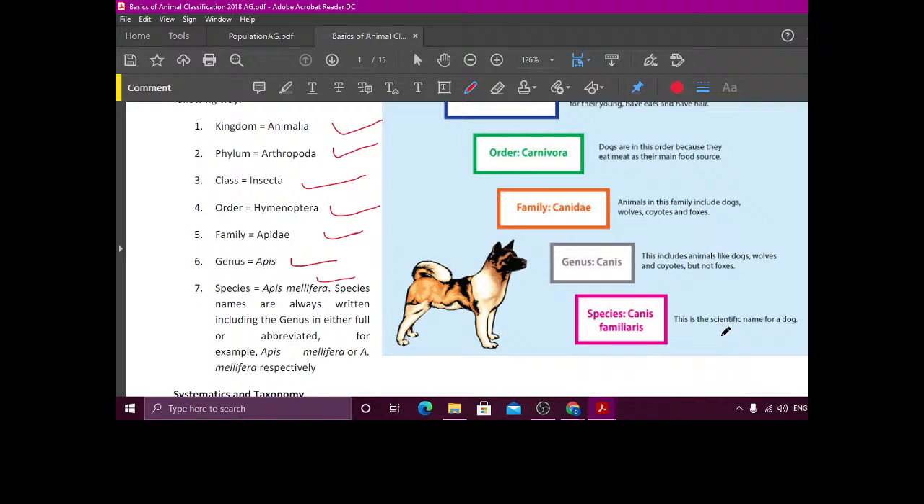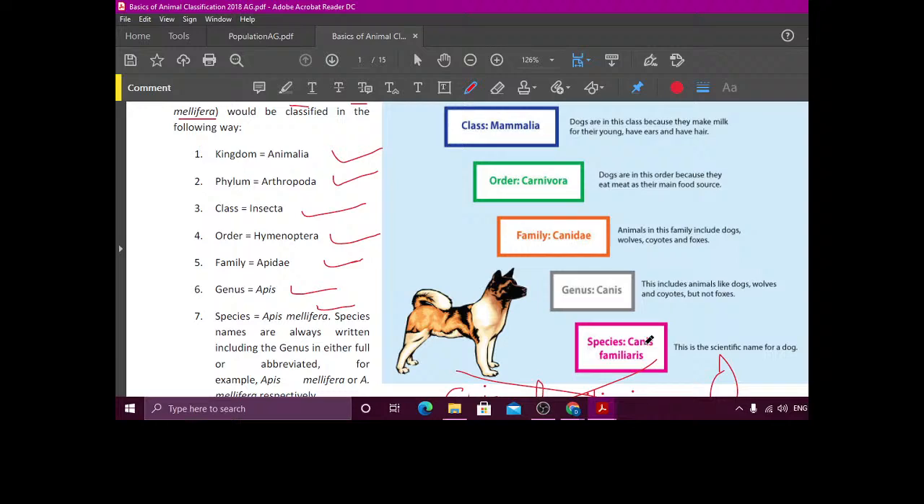Always remember that whenever you write by hand, say for example Canis familiaris, you must always underline them. Canis familiaris. If you don't underline them, it will be crossed over as incorrect. You will get 0 marks. So let us look at that of Canis familiaris.